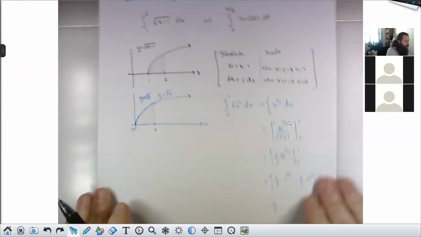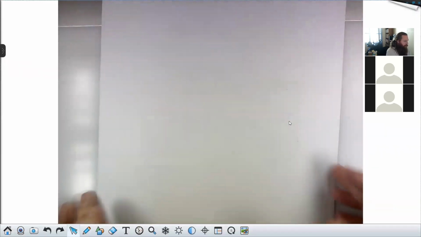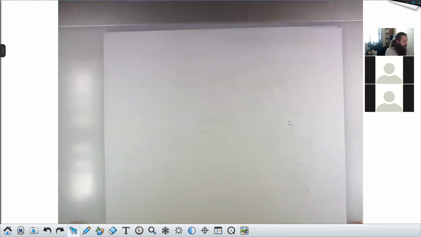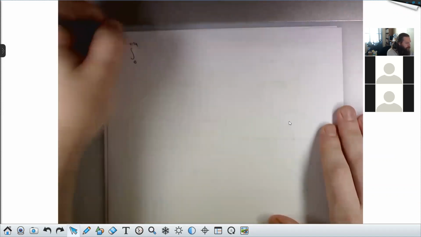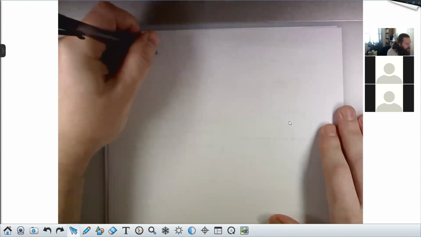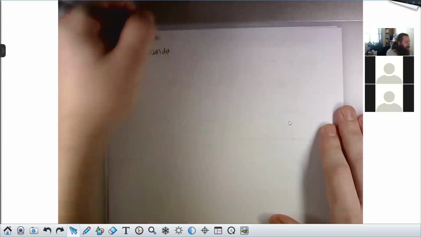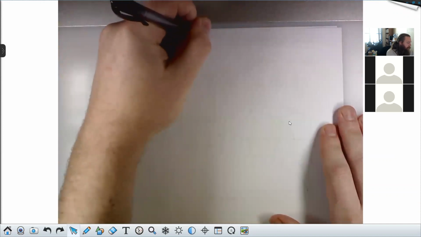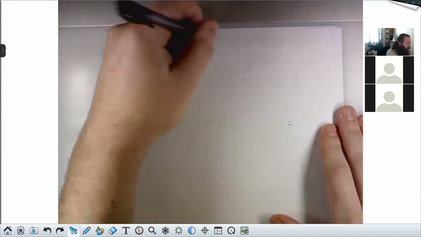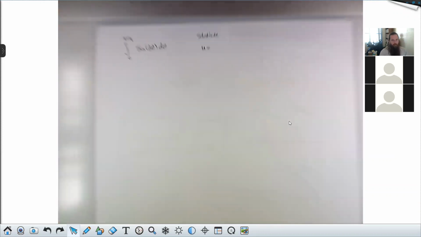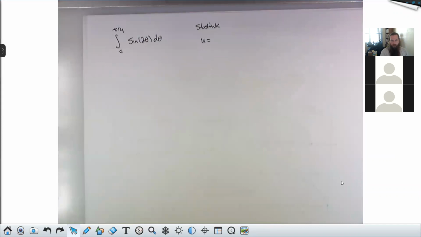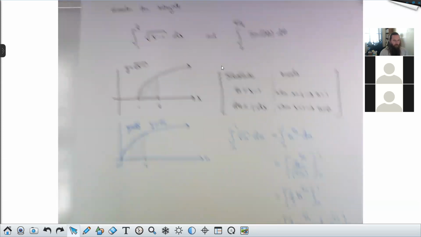The good news is that the substitution procedure is fairly mechanical. So even without the graph, we can run through the same thing we just did. Integral 0 to pi over 4 sine of 2 theta d theta. Again, I have an inner and an outer. And I want to substitute for the inner. Yeah, we want to look a little more at this.